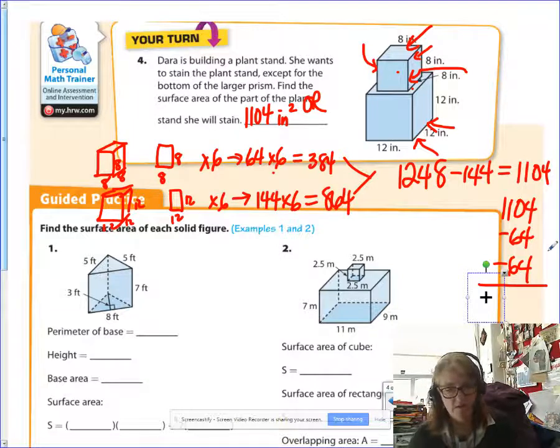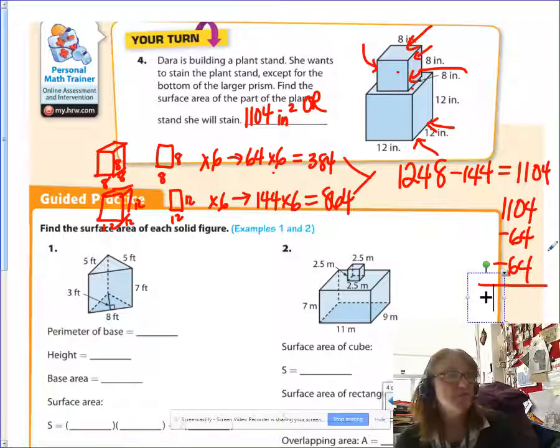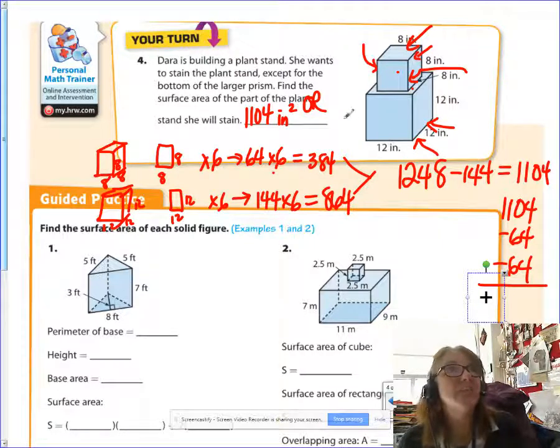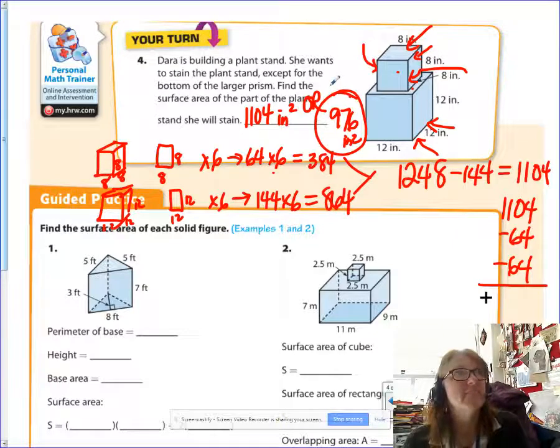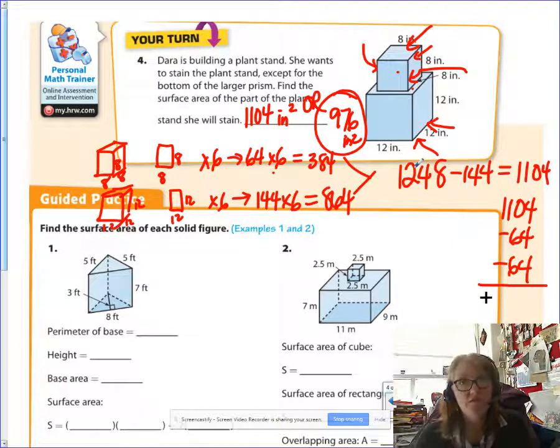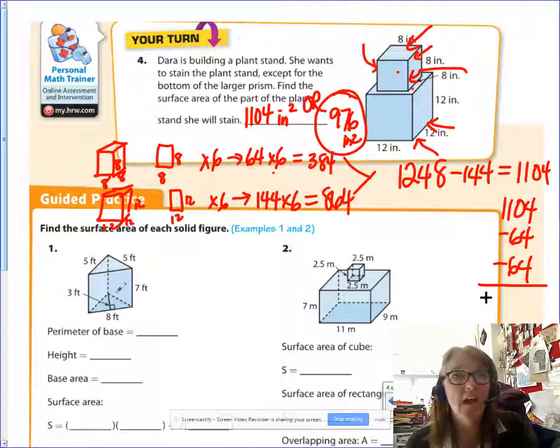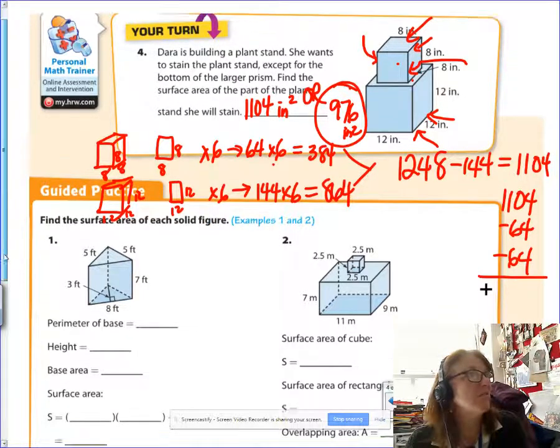So 1104 minus 64 minus 64. That gives me 976. That's what they said in the teacher edition is the 976. So I'm going to say let's go with that one. All right. So you're doing a bunch of surface areas. You need to figure out what you've got, add them all up, and just kind of go from there.